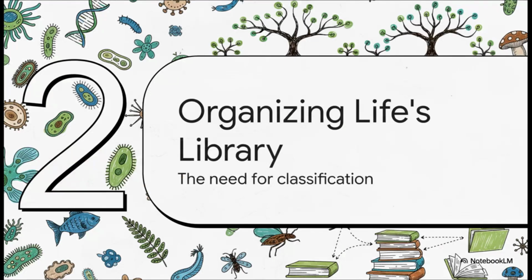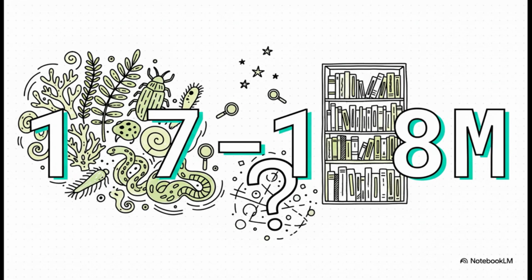All right, so we figured out what life is, but now, how on earth do we make sense of the millions and millions of different living things out there? That brings us to our next challenge, trying to organize this huge, grand library of life. Just look at this number. The scale of life is just mind-boggling. We're talking 1.7 to 1.8 million known and described species. And get this, we're still finding new ones all the time. This incredible variety is what we call biodiversity. Now, imagine trying to find a specific book in a library with millions of books, but no categories, no index, no system at all. It'd be total chaos, right?